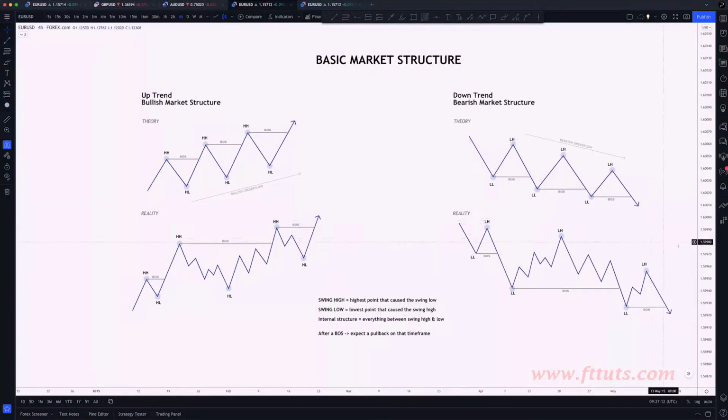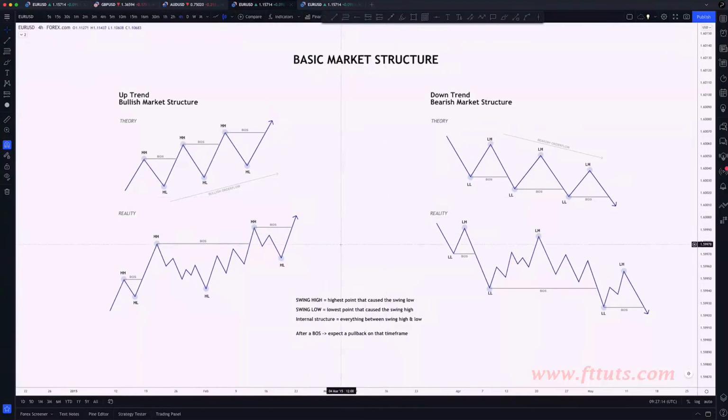So that's the main point I wanted you guys to take away from this first little bit. Swing high is just the highest point. It's vice versa on the bearish stuff, right? The swing high is the highest point. So let's say this high caused that low. Then when price forms that lower low in a bearish market, that becomes your next swing range.